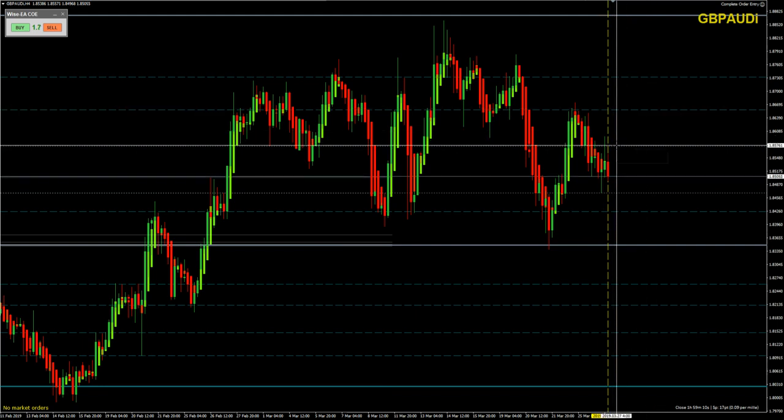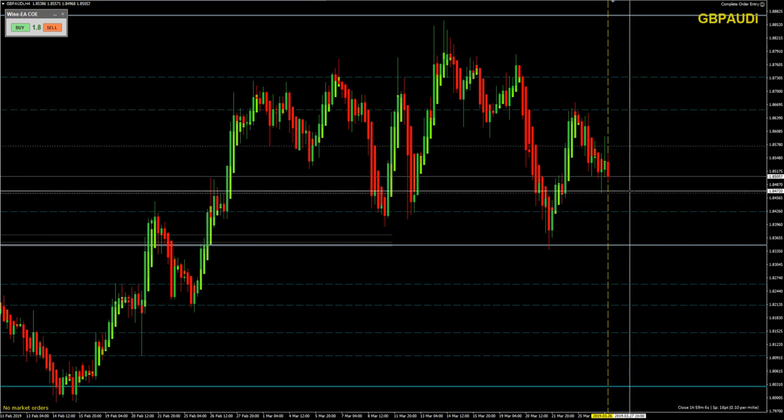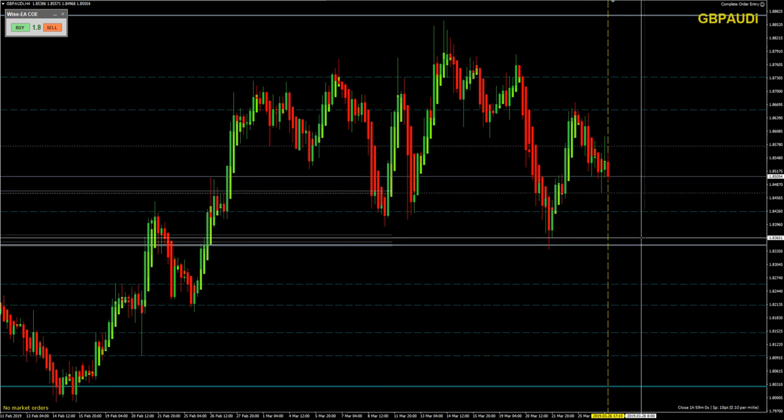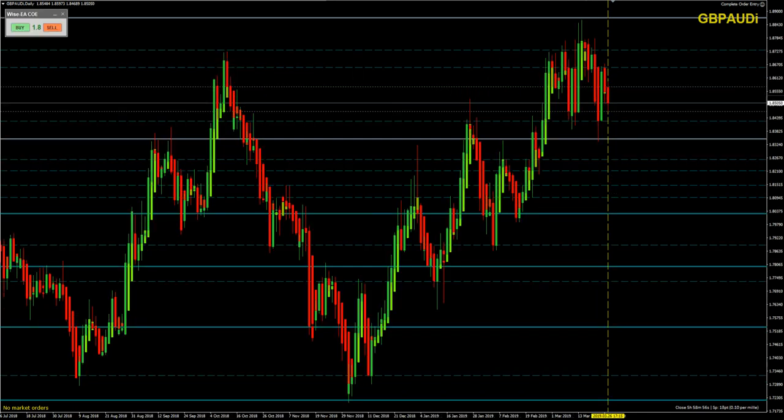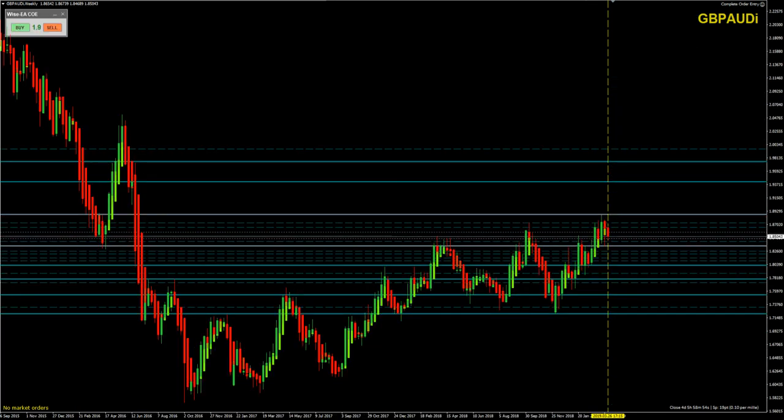Once we leave this from timing, we have a 77 pip target. Then from here, we have 48 pips at the minimum. We can trade all the way back down to here for 125. And then, of course, we have these levels set, and then we have our other parameters. Let's take a look here.